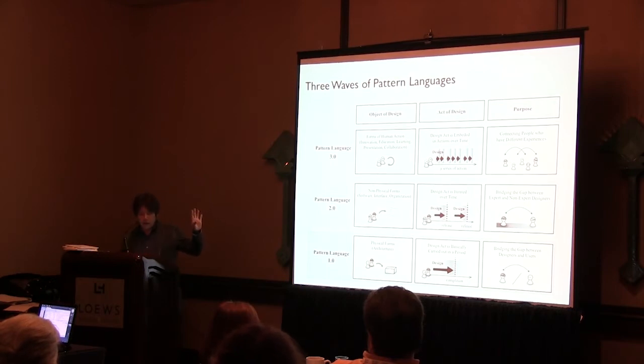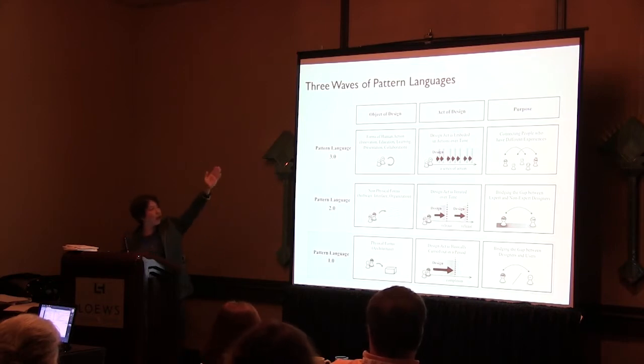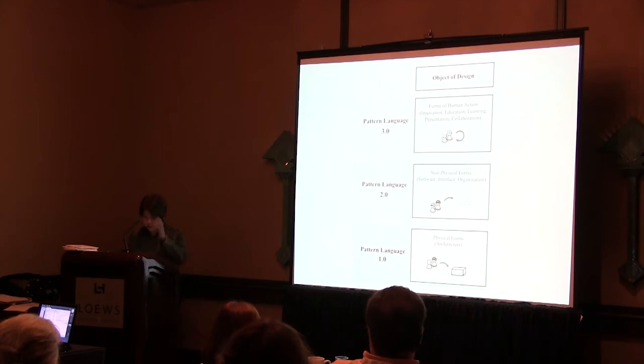Here are pattern language 1, 2, 3, and these columns describe the characteristics: the objective of design, the act of design, and the purpose. Okay, let me look at the details in each column.